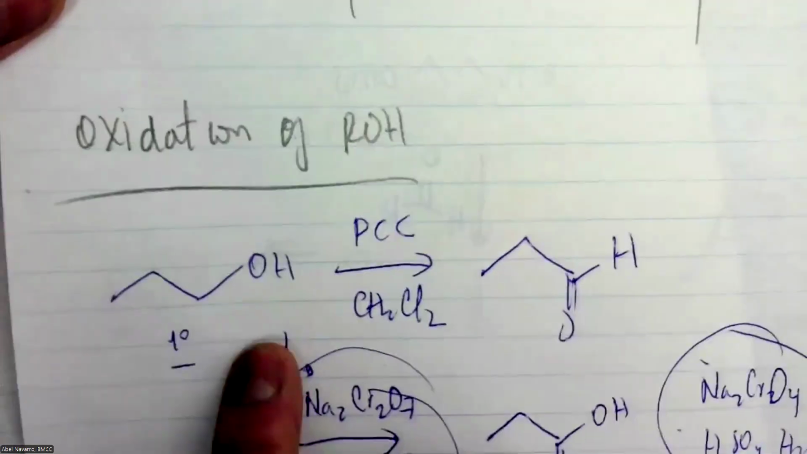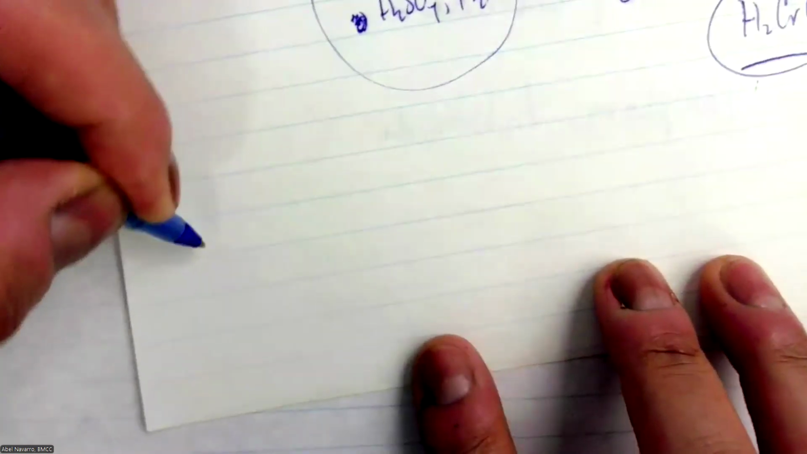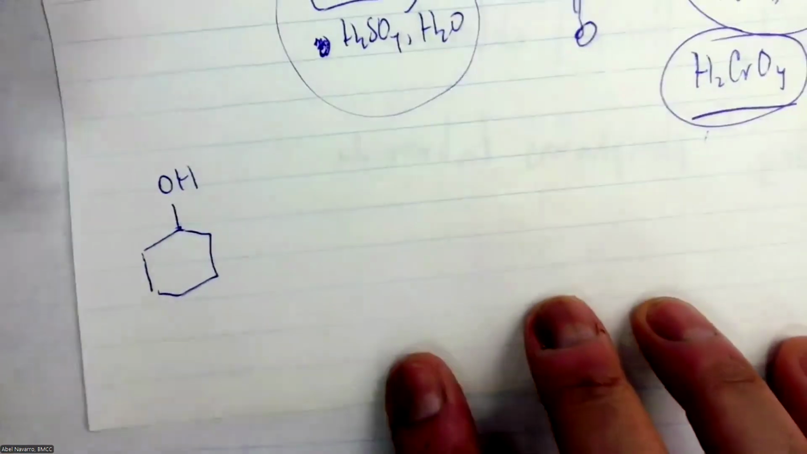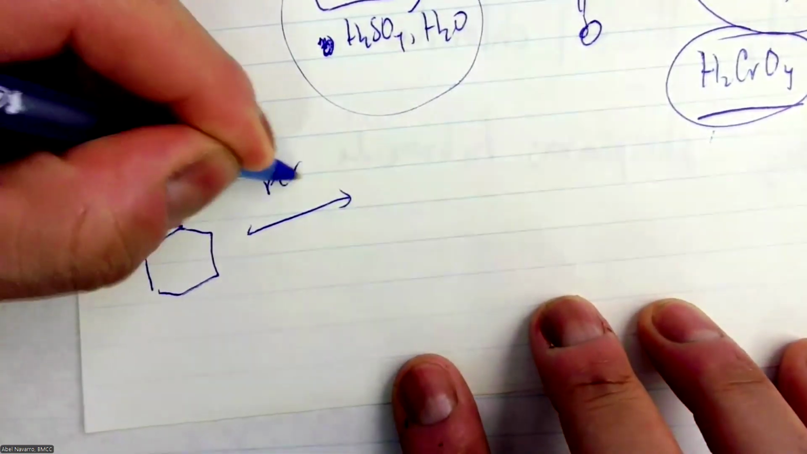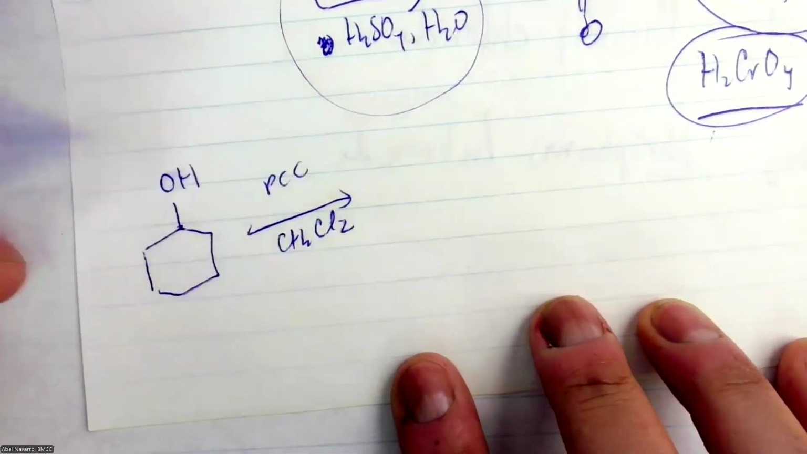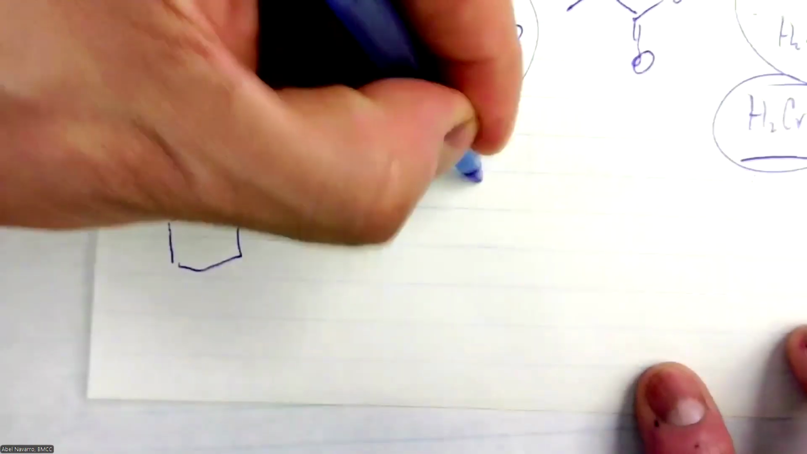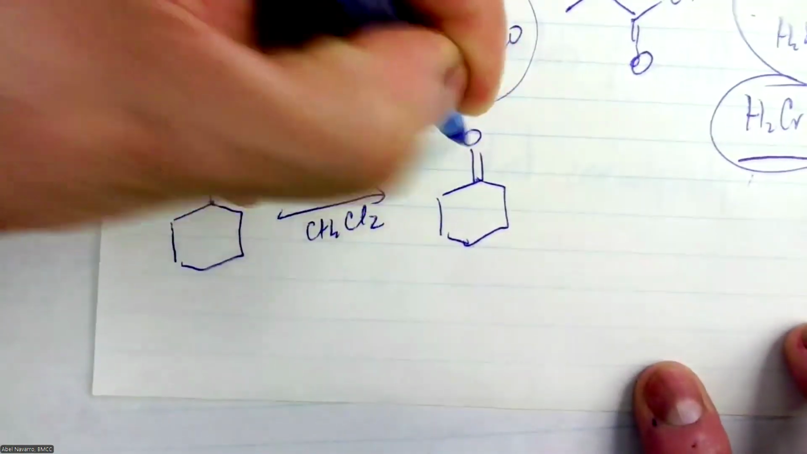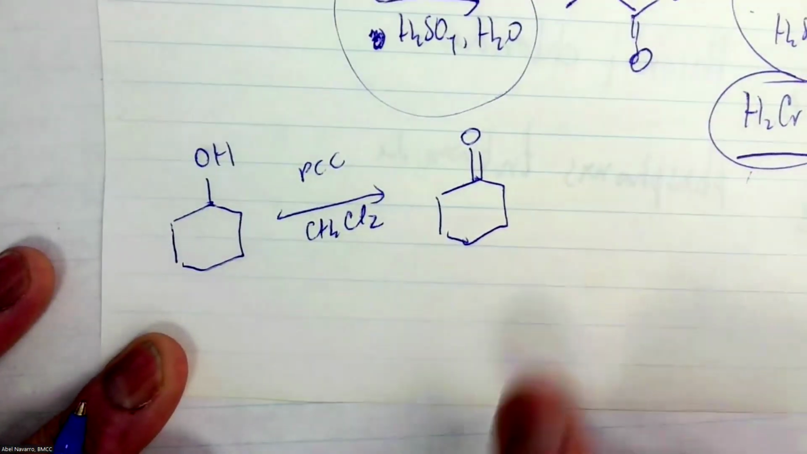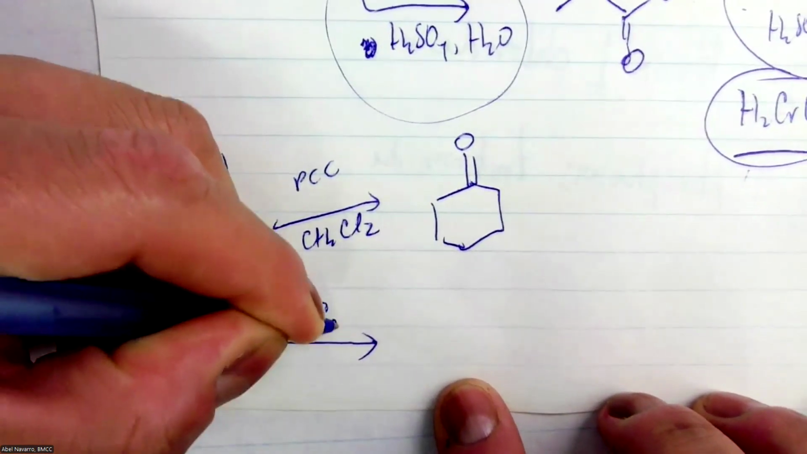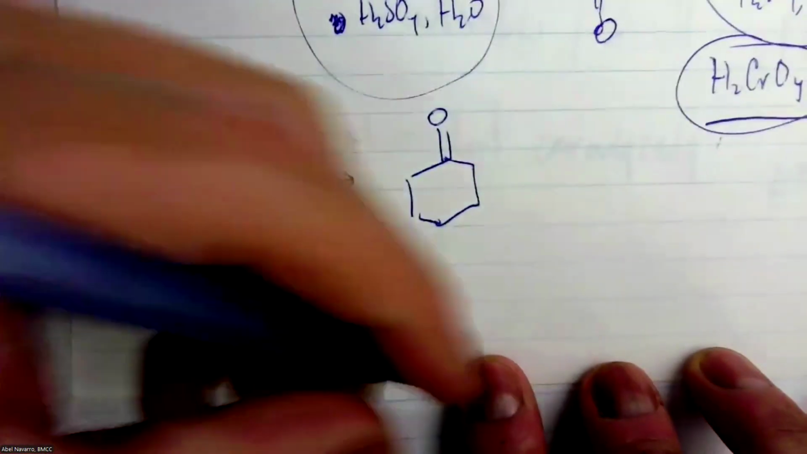That's primary alcohol. What happens if I use a secondary alcohol? Let's say cyclohexanol. What happens if I use PCC in dichloromethane? Well, the secondary alcohols have no option. They only get oxidized to ketone. What happens if I use chromic acid? Same thing, ketone only.